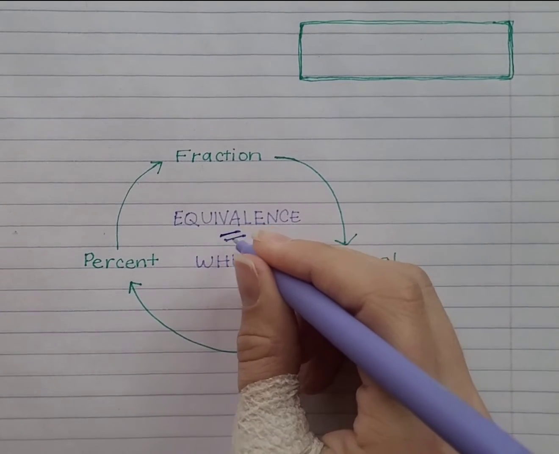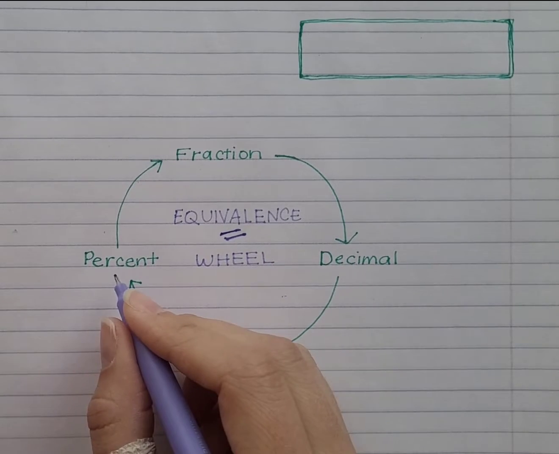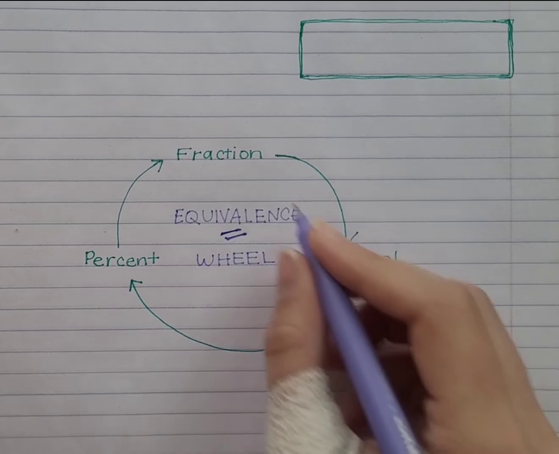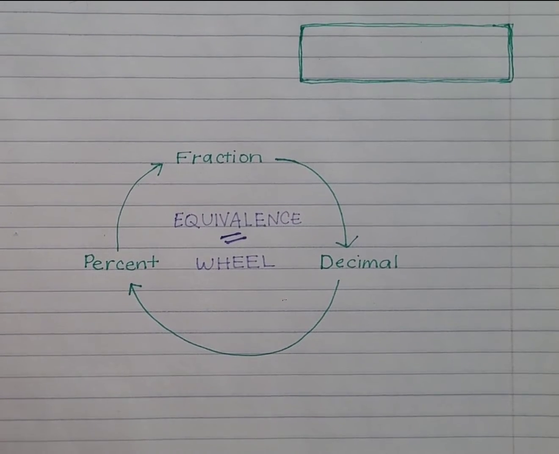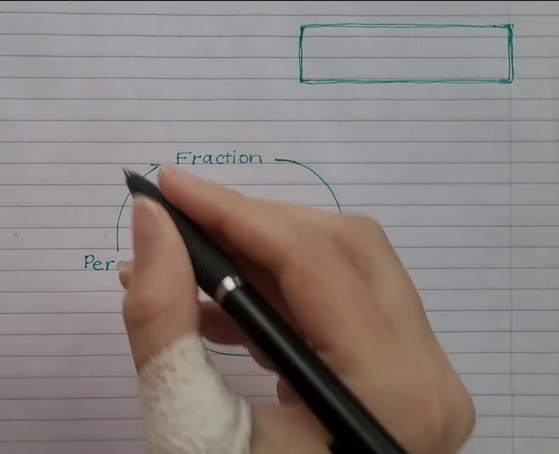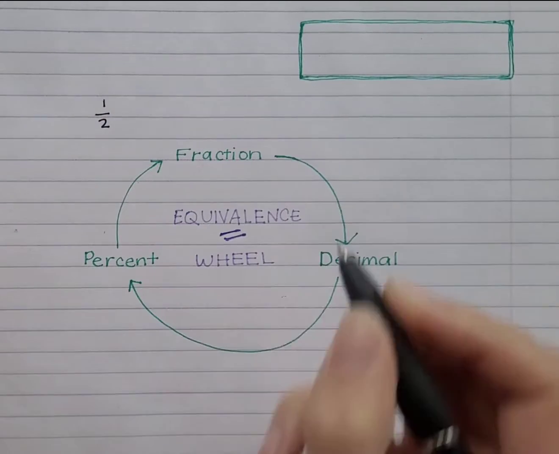Welcome to the equivalence wheel, the wheel that shows us how fractions, decimals, and percents are equivalent, whether we turn them forwards or backwards. Today we will look at how fractions can be turned forwards into decimals and percents. The first fraction we will look at is 1/2.